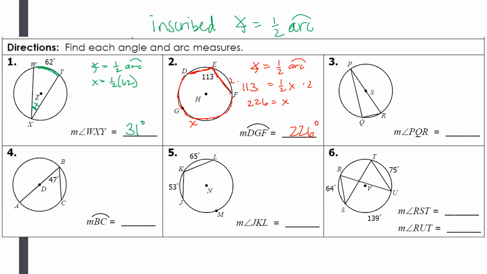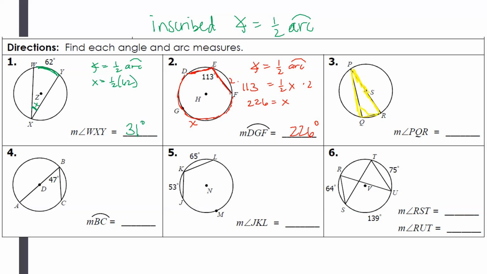In number 3, I see a diameter. See the diameter there? We know the diameter is splitting the circle in half. It wants to know about the measure of angle PQR. That's this angle right here.